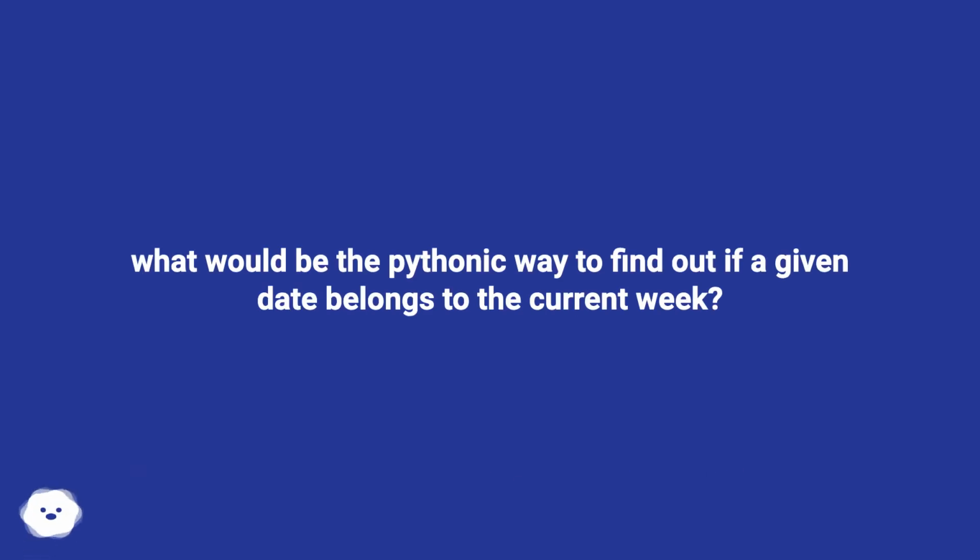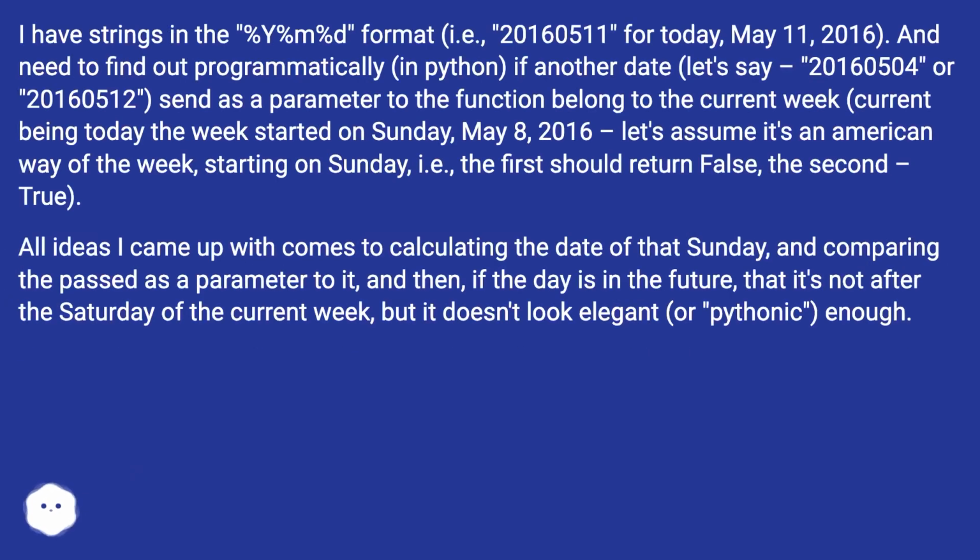What would be the Pythonic way to find out if a given date belongs to the current week? I have strings in %y, %m, %d format, i.e. 20160511. For today, May 11, 2016.